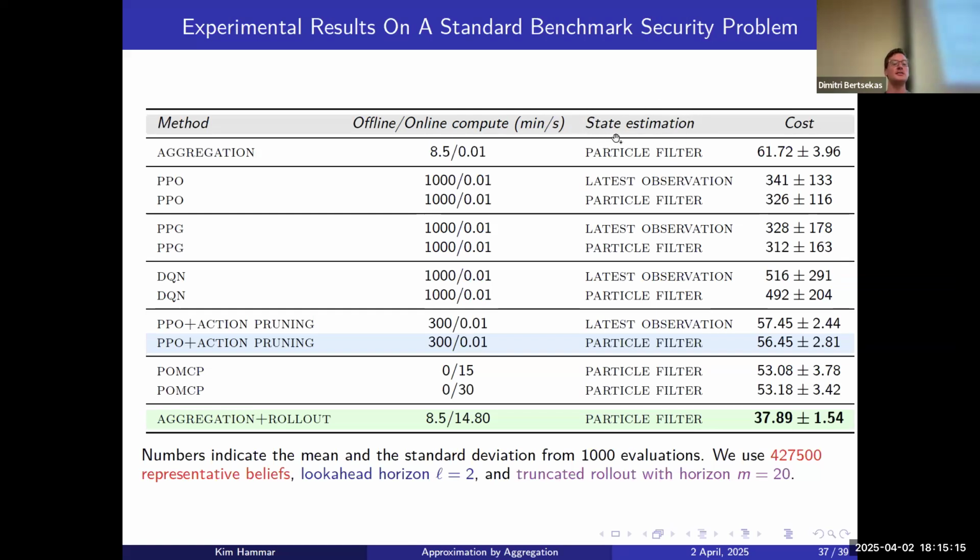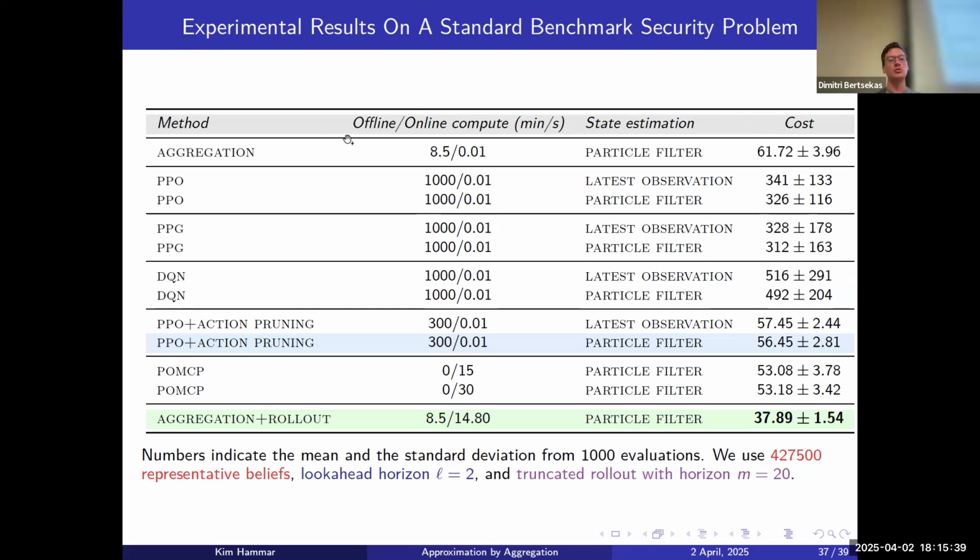Then the third column indicates what is used for state estimation. All of the deep reinforcement learning methods that are state-of-the-art on this benchmark don't even do any state estimation. They just feed the latest observation into the neural network to select the control. But to enable a fair comparison, I also evaluated them with the particle filter for state estimation. And the fourth column is the cost that we want to minimize.